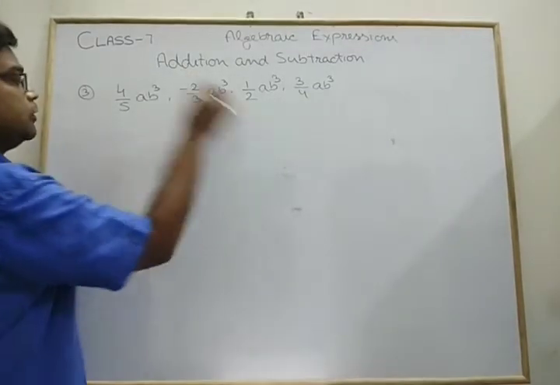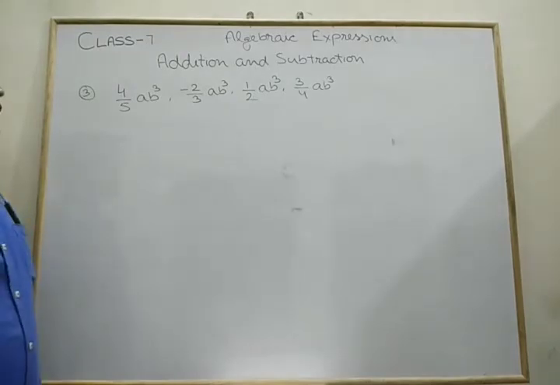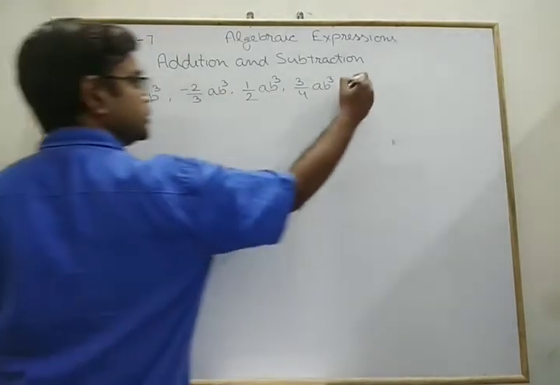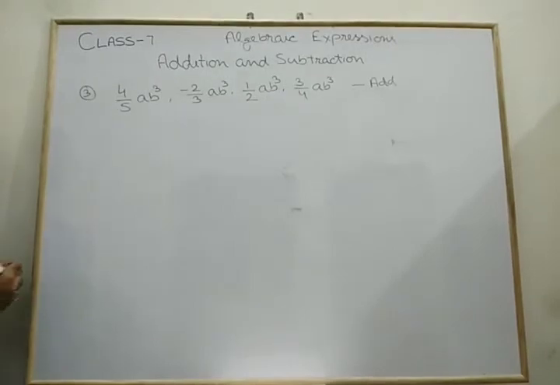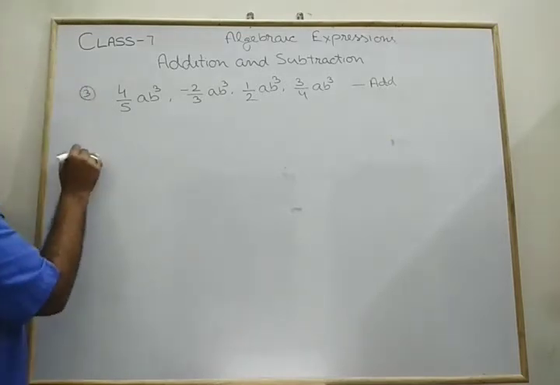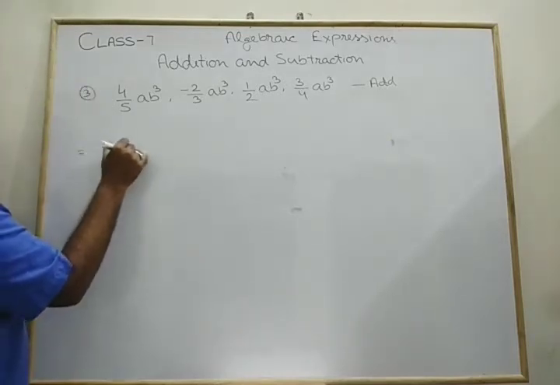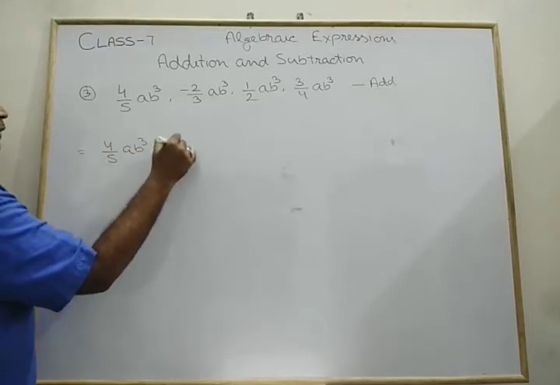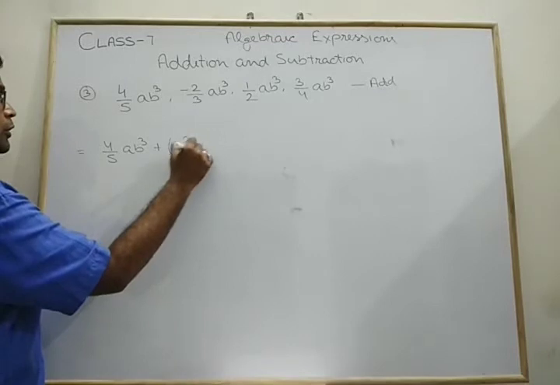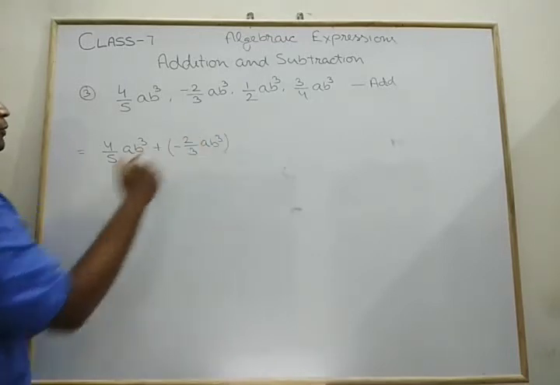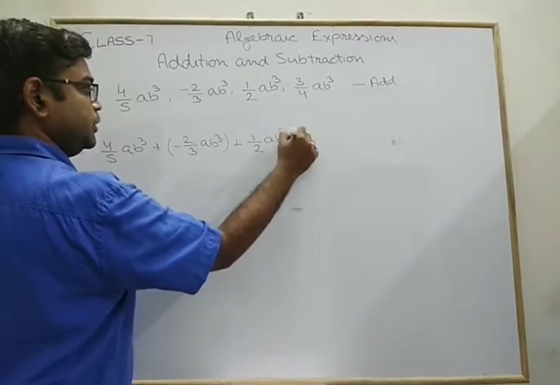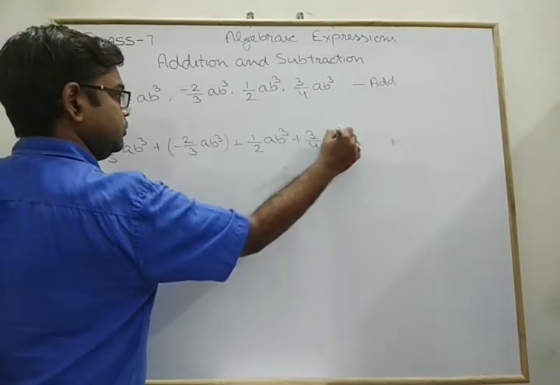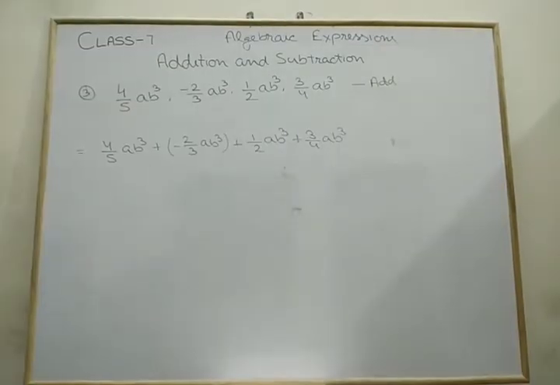So this is the other part of monomials in which we have numeric coefficient as a fraction. The question again says the same, you have to add these. They are not saying subtract, because many monomials are there. They are saying add, and they change the sign. So write down 4 upon 5 ab cube plus, in bracket because my sign is there, 2 upon 3 minus 2 upon 3 ab cube plus 1 upon 2 ab cube plus 3 upon 4 ab cube. This is your question.